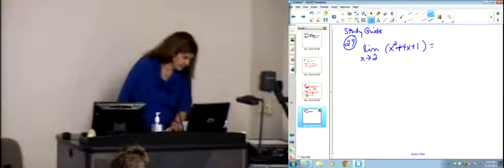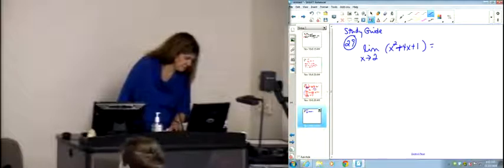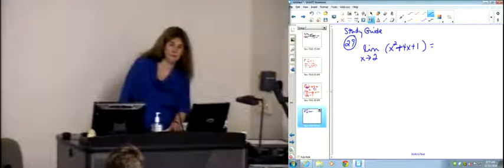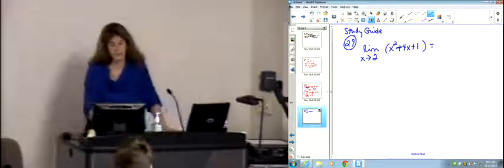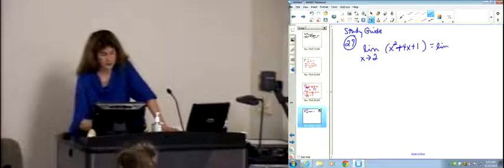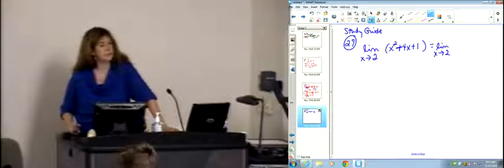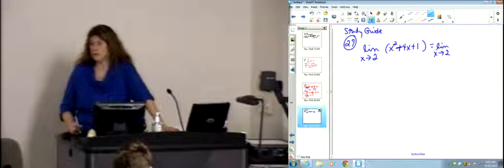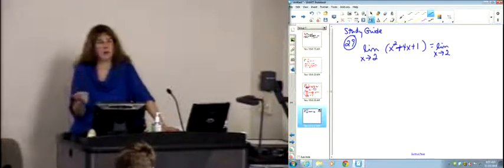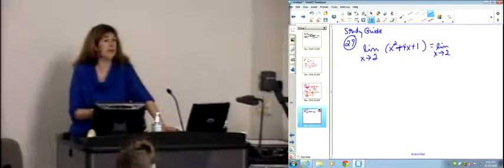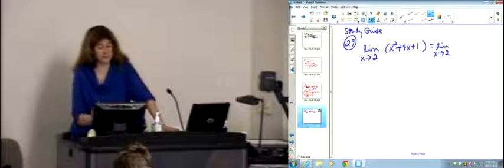So can you just plug this value in? Yeah, you should be able to. What kind of graph is f of x equals x squared plus 4x plus 1? What kind of function is that? It's a parabola, right? It's a quadratic function, so it's a parabola. It's a continuous function. That's a continuous graph.